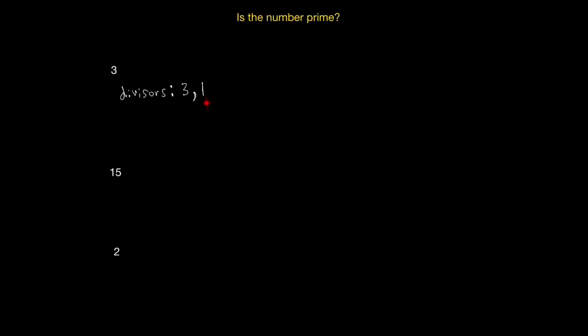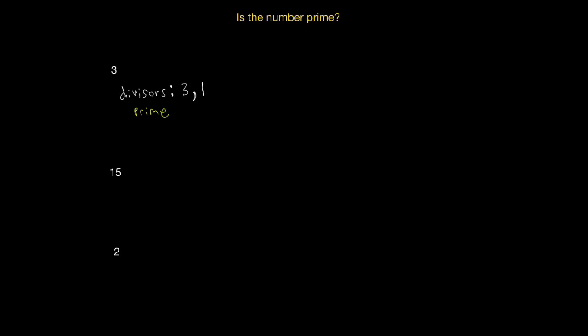Now the goal is to see if there are more possible divisors other than these two. If there are more divisors, then the number is not prime. If this is it, then this is prime. And we can see here that we can't find any other whole numbers that fit evenly into 3. So here we're going to conclude that 3 is prime.